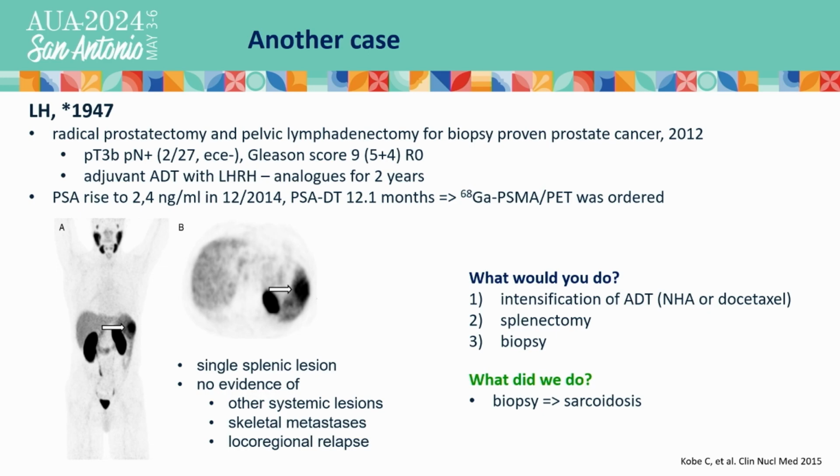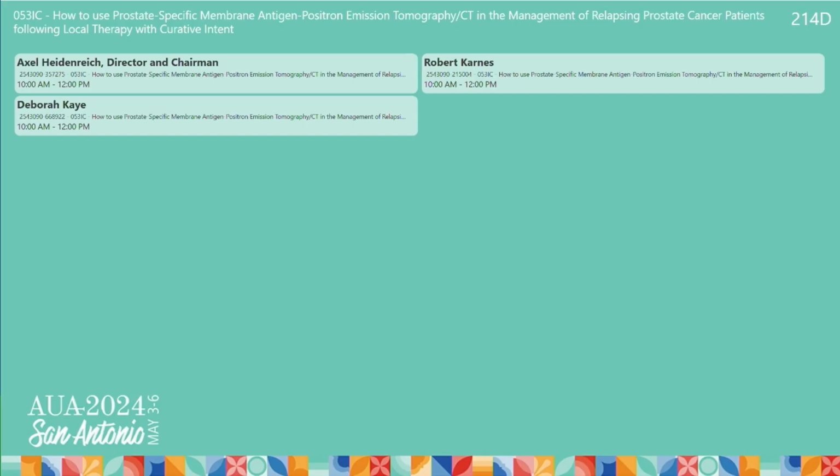I guess I can close my presentation, and I'm happy to take any questions if you have them just to this type of mode of action or indication of PSMA PET scans. Please. Thank you. For that last case, so PSA doubling time's about a year. When would you get your next scan typically? Would you wait till the PSA doubles again? Do you get it every year?